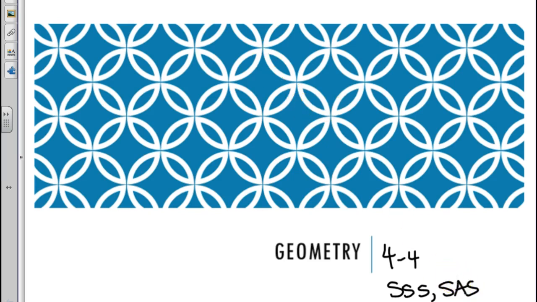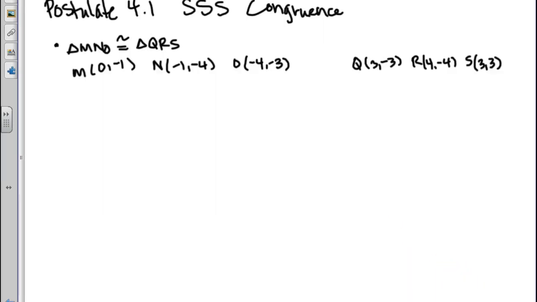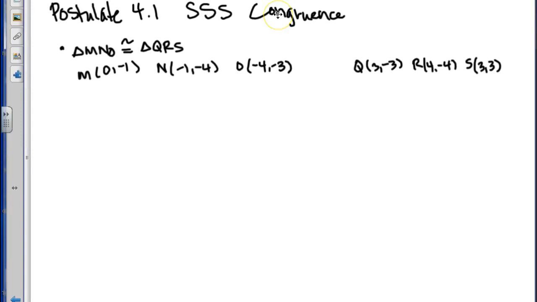So we have two triangles. We're trying to see if they're congruent, or equal in measure in angles and sides. If we remember from previously, if two triangles are congruent, then their corresponding parts are congruent. Or if we can show that corresponding parts are congruent, then the triangles are congruent.